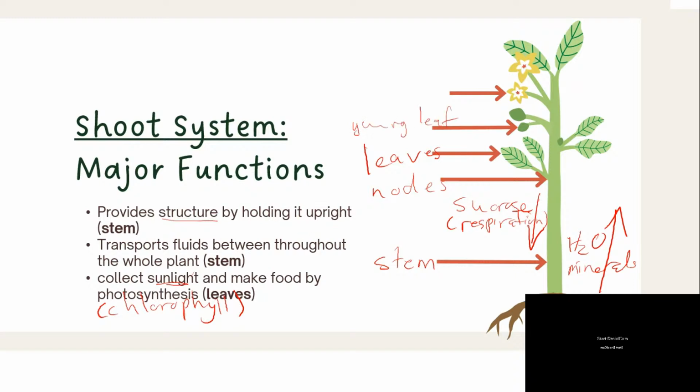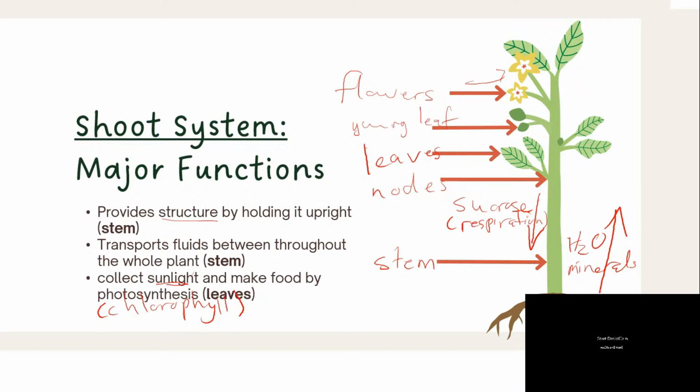Again, the shoot system, on top of having the stem and the leaves and the nodes, also has flowers. Flowers, right? So these pretty ones are the flowers. The flowers are the precursors, or the ones which are formed first, as the plant is going to make fruit.